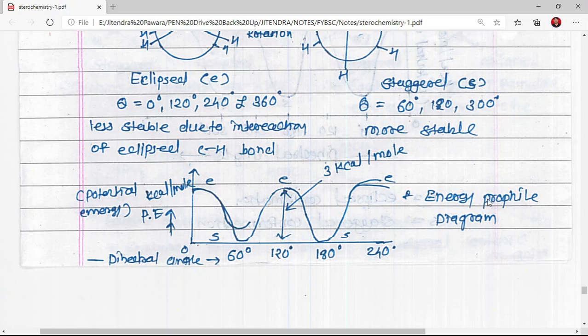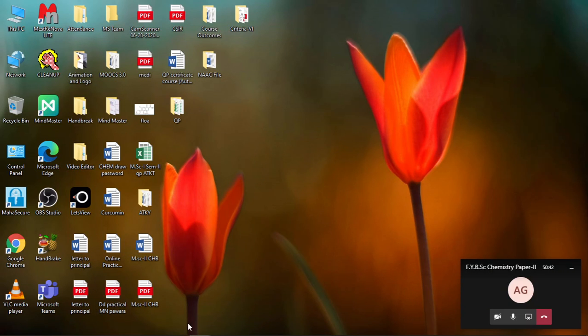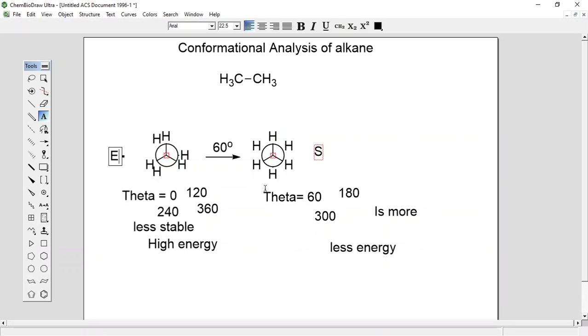So this is the energy profile diagram of the ethane molecule. And this is the energy difference between your eclipse and staggered conformation, that is 3 kilocalorie per mole. Okay, so this is about conformation and conformational analysis of ethane.